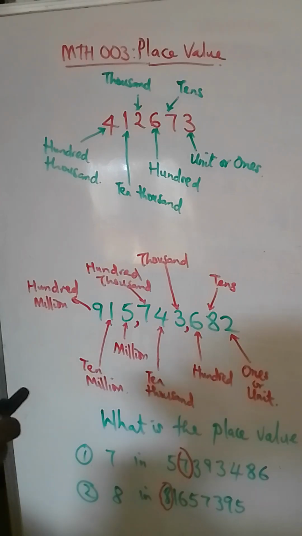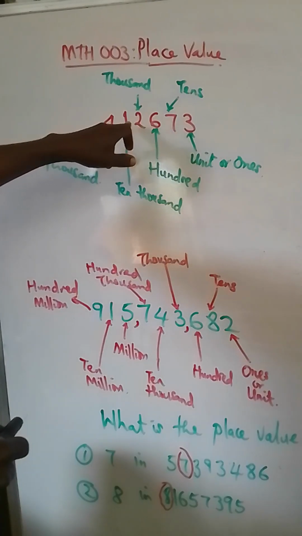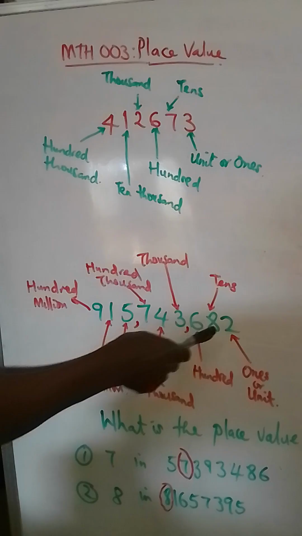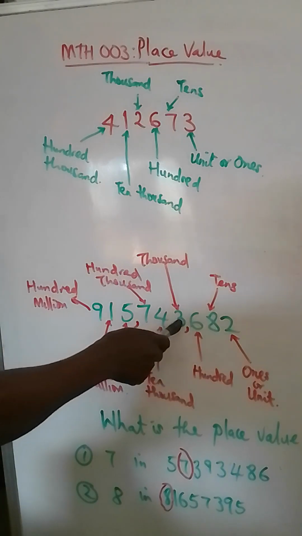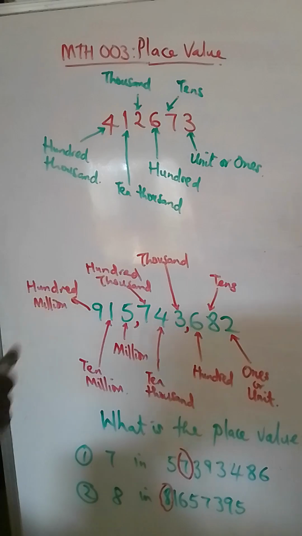I say 6-digit number because I have 1, 2, 3, 4, 5, 6. The second example I'm giving has how many numbers? 1, 2, 3, 4, 5, 6, 7, 8, 9. So this is a 9-digit number because I have 9 digits in that single number. So how do you identify or name the place value?